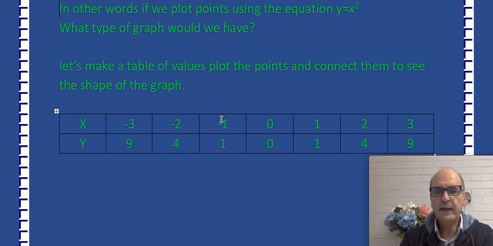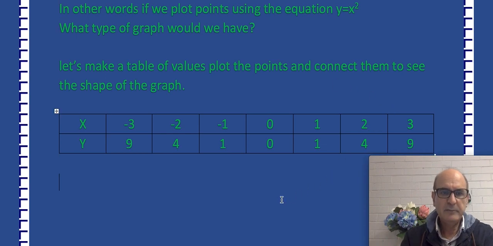And if you keep doing that, when x is -1, y is 1, x is 0, y is 0. When x is 1, you sub here and you get 1 for y. X is 2, y becomes 2 squared, 4. X is 3, y becomes 3 squared, which is 9. Now we completed the table of values and we can plot those points. Remember that this specifies a point, these two numbers together. X is -3, y is 9. This is another point. X is -2, y is 4, x is -1, y is 1, and so on.